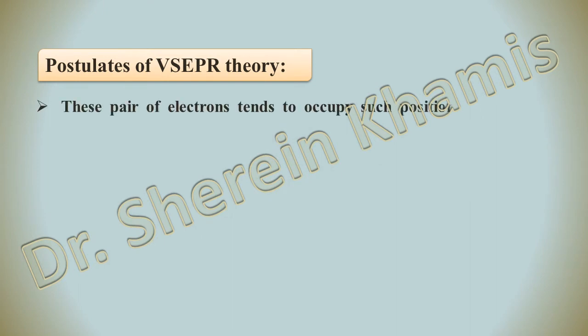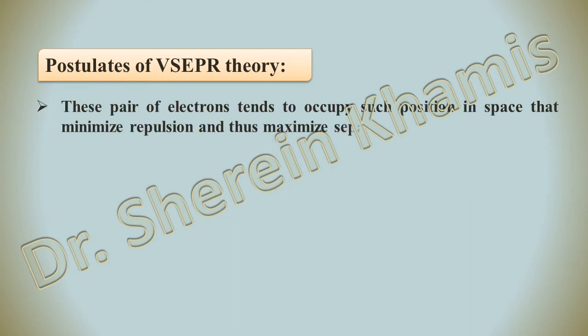These pairs of electrons tend to occupy such positions in space. Why? To minimize the repulsion and thus maximize the separation between them. So we have two things that give the shape: the position in space that minimizes the repulsion and maximizes the separation between them.